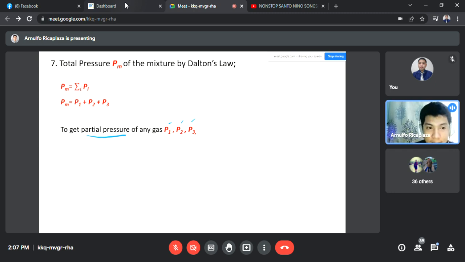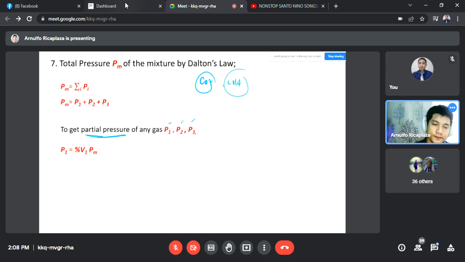So for example, we have the CO2 and we have the CH4. The terms used are the partial pressure of CO2 and the partial pressure of CH4. Mean to say, the PM is the summation of the partial pressures of all the gases. So how to find it? The pressure of gas 1 is the percent volume of gas 1 times the PM, or the total pressure of the mixture.